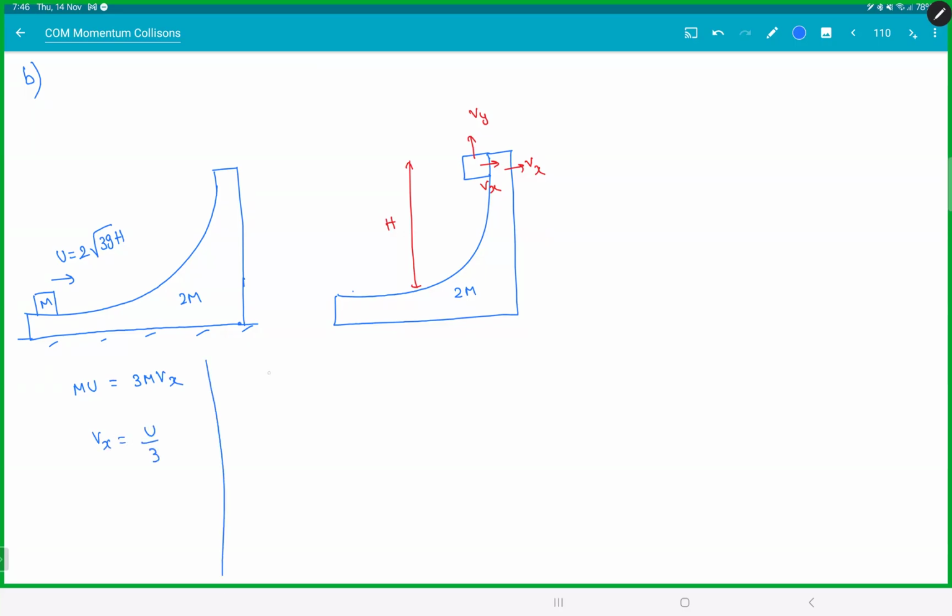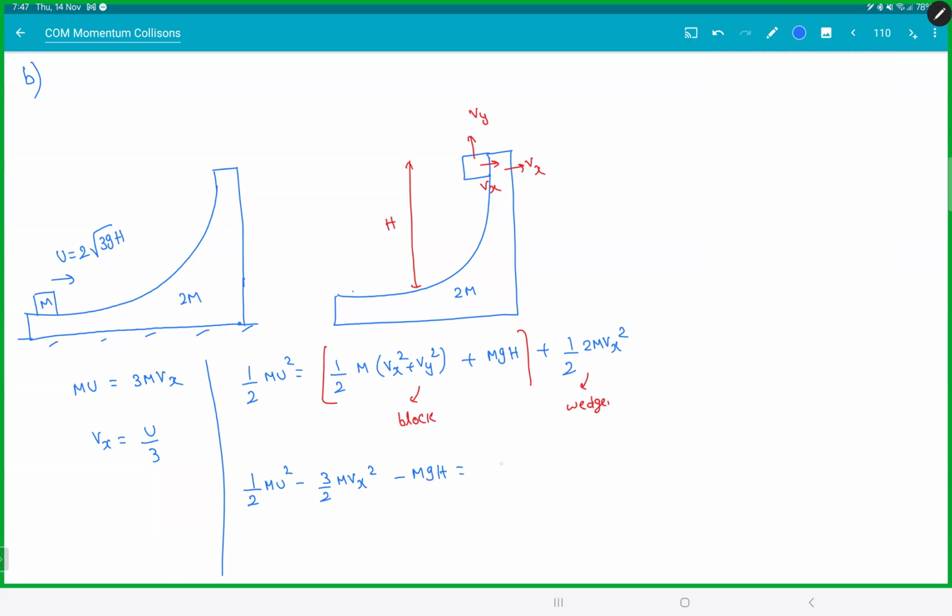Now if you try to conserve energy, half m u square is equal to, now the block will have two velocity components, vx square and vy square, plus the potential energy mgh, plus the wedge's kinetic energy, half 2m vx square. This is your block's kinetic energy plus potential energy. This is your wedge. So this is half m u square minus 3 by 2 m vx square minus mgh is equal to half m vy square.